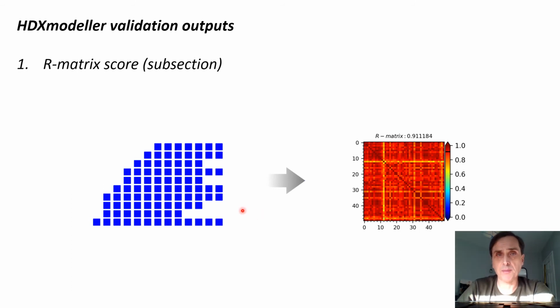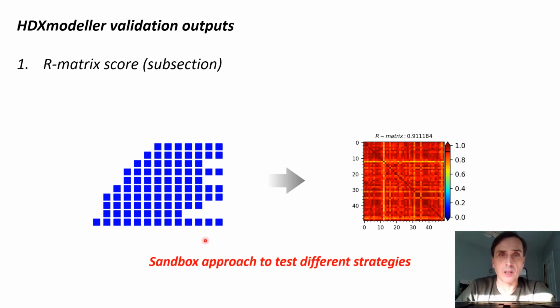The really neat thing about this is that because these R matrix values are determined post optimization, this actually enables a sandbox approach. So users can use different optimization strategies with the same data set, such as using a different loss function, for example, and then inspect the R matrix outcomes from the two separate optimizations and choose the one with the higher score.